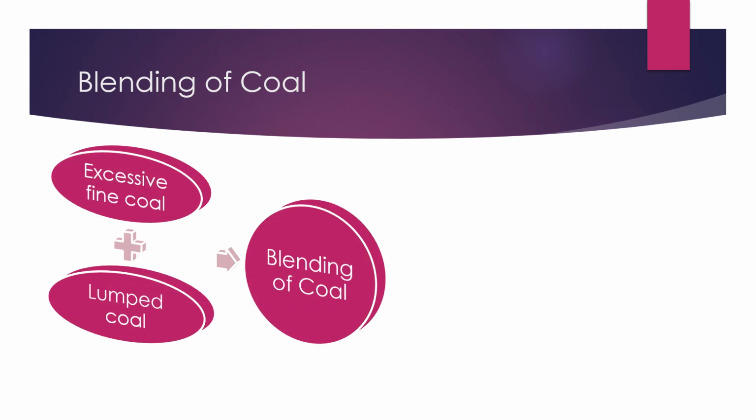Now, what is blending of coal? In case of coal blending, excessive coal fine is mixed with lumped coal. It is done to provide a consistent feedstock of fuel for power generation or to meet different requirements such as solving transportation problems, fuel cost, reducing slagging, and SOx emission, etc. Different qualities of coals are blended in blending. This gives rise to a uniform coal feed to the boiler.